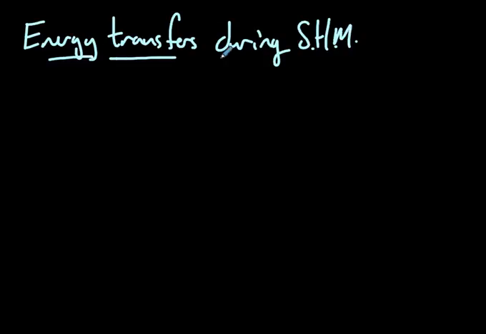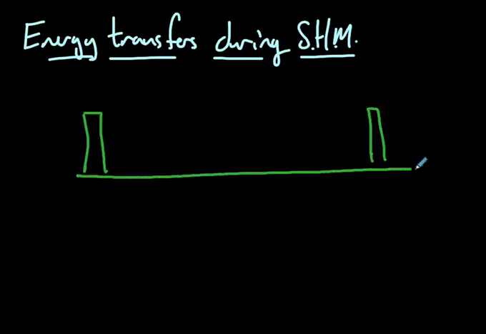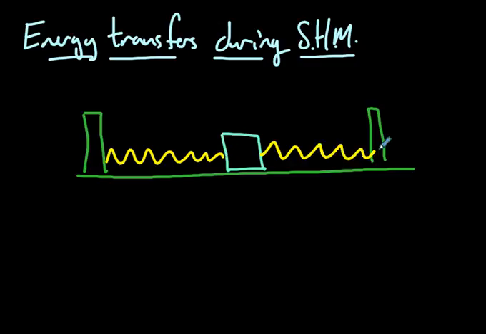So we'll use our famous oscillating bob. Essentially what we'll say is our object, our mass, is set on springs between two posts, and it oscillates back and forth like this. Okay?